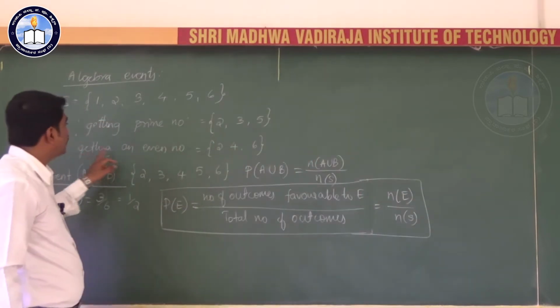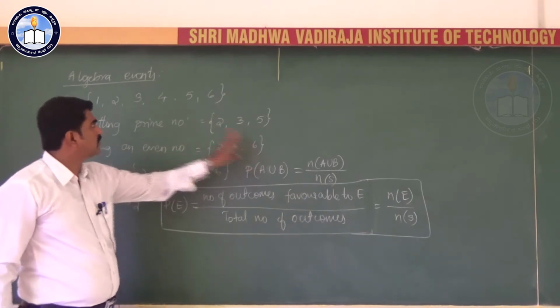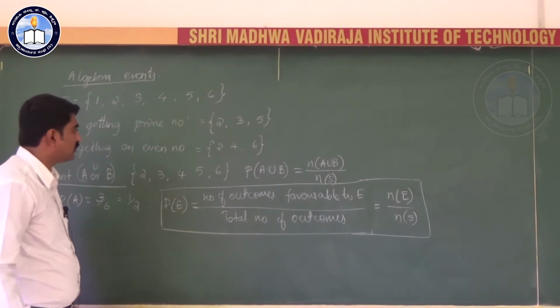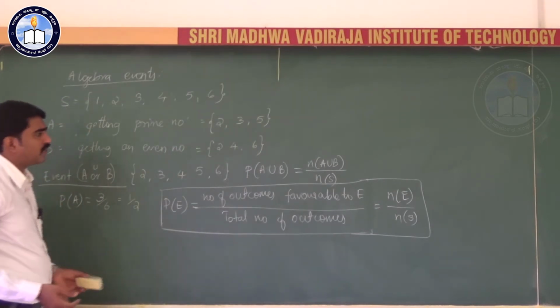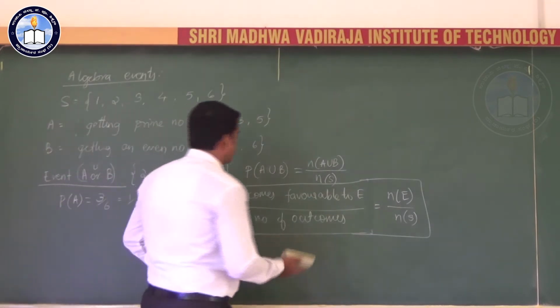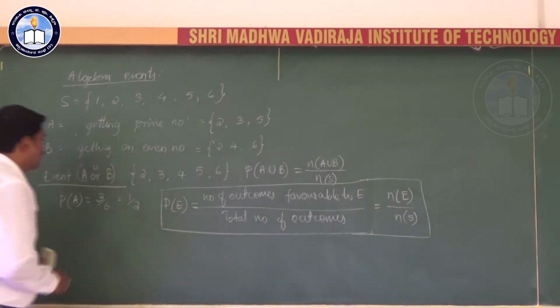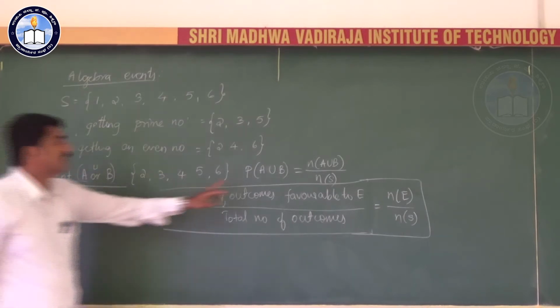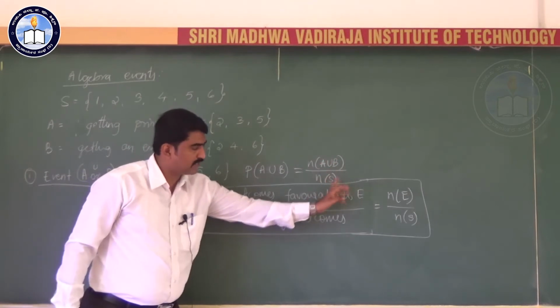Then what is n of B? There are 3 outcomes out of 6. Therefore the probability is also 3 by 6. Any event you can easily determine the probability. You should remember this. Next, this is the first one. Second one. So how can we find the probability of event A or B? That is n of A union B by n of S, correct?